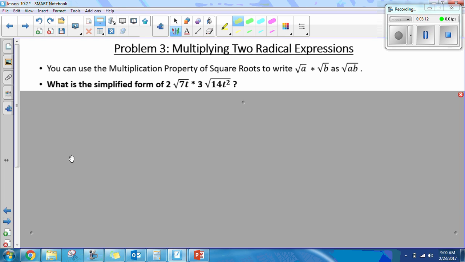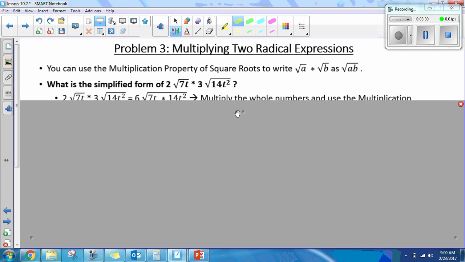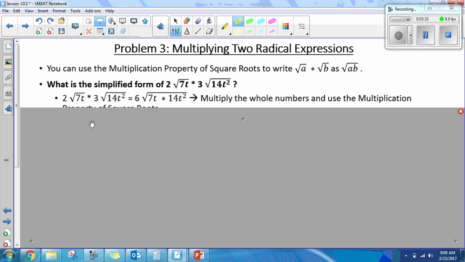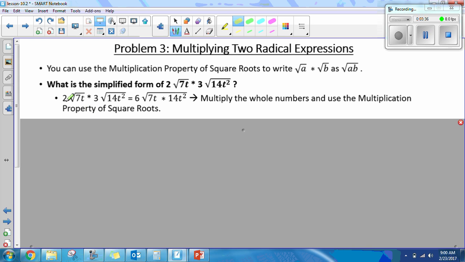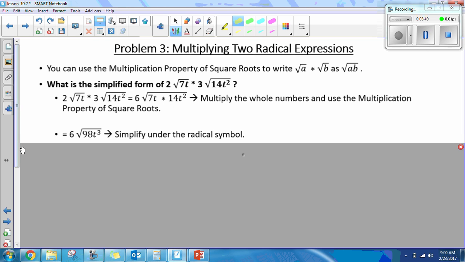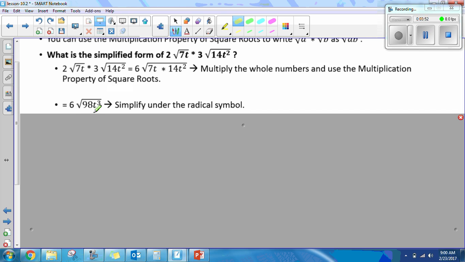Problem 3, multiplying two radical expressions. You can use the multiplication property of square roots to write radical a times radical b as radical ab. What is the simplified form of 2 radical 7t times 3 radical 14t squared? Well, we can multiply the whole numbers and use the multiplication property of square roots. So 2 times 3 will give us 6 outside of the radicand. And then underneath the radicand, we can multiply 7t and 14t squared. We can multiply those two together to get 98t cubed under the radical symbol, and the 6 is on the outside.